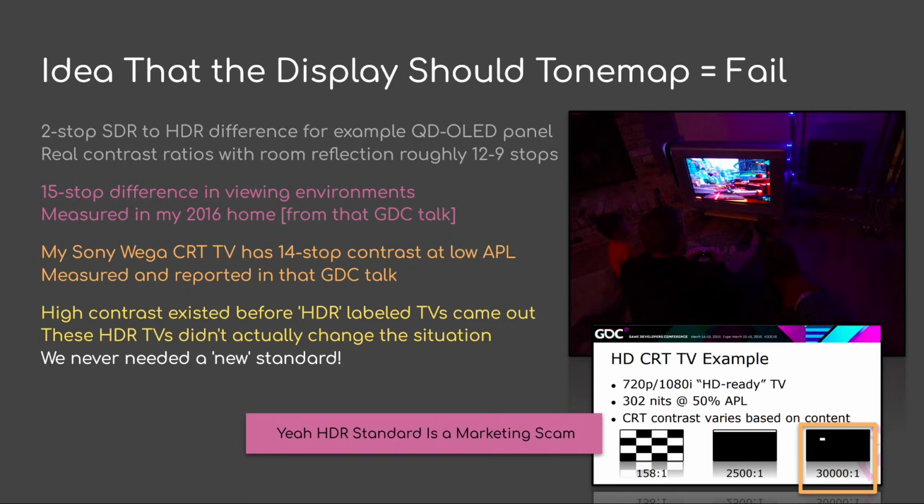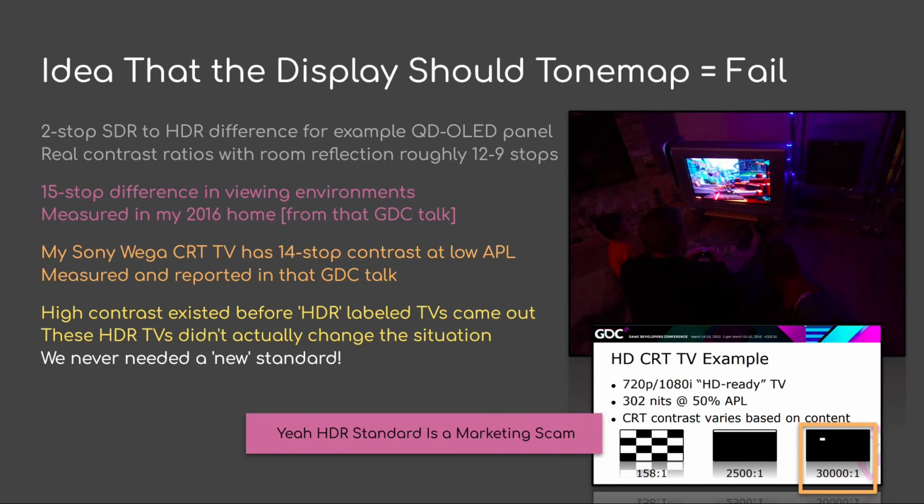Another point here is, back in 2016, I measured my Sony Vega CRT TV, the one I still use today, and this thing had a roughly over 14 stop contrast at low APL. The way I actually measured that was with a puck, so it's isolating the tube from room reflection. If this thing is in a really dark room and it's not pumping out much brightness, so you're not getting much ambient level, and you have very, very low ABL, it's going to have pretty high contrast. It's going to have contrast that is effectively like an HDR display.